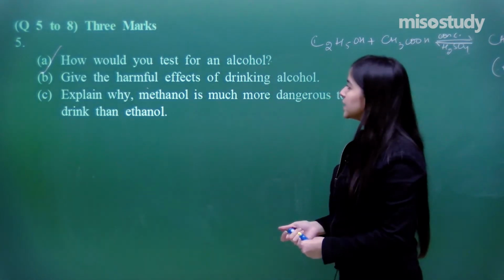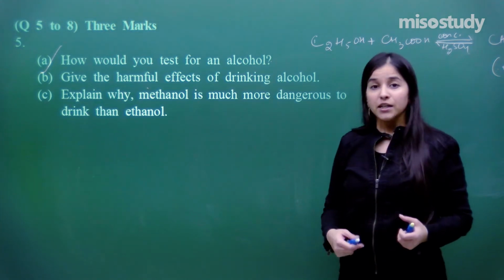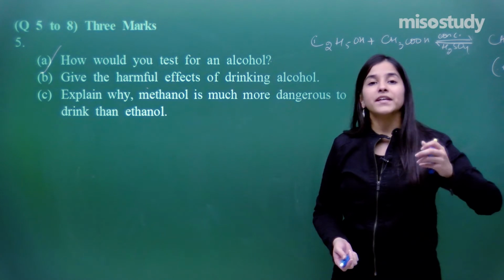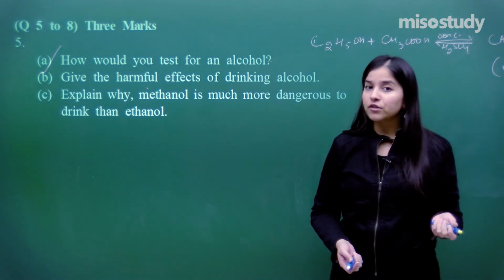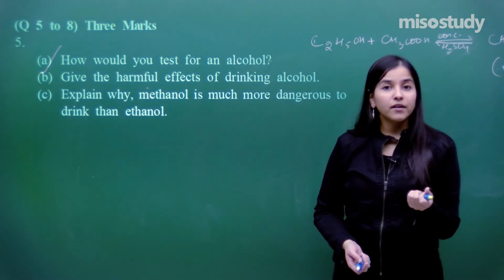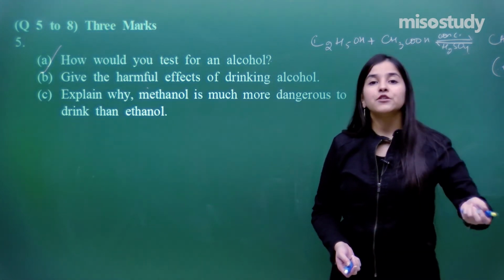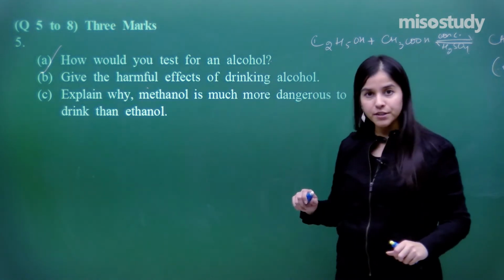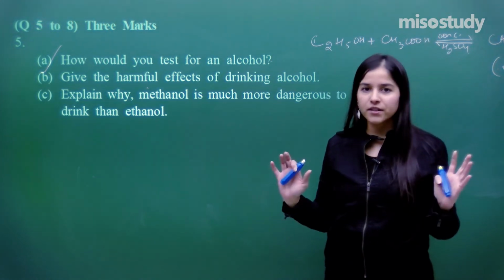Second part, give the harmful effects of drinking alcohol. What is the harmful effect? It will lead to drowsiness. Yes. In that drowsiness, you can perform any random activity. Yeah. So you must have heard those cases also, that while you are drunk, you should not drive a vehicle. It can lead to various accidents. Yes. So that can be a possible harmful effect of it. So these are the different ones. It lowers down our central nervous system.